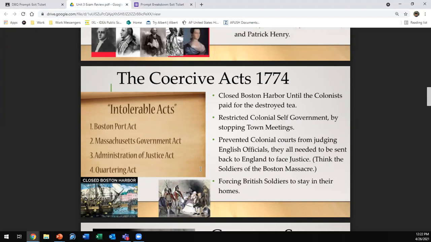These are really dangerous to the colonies. In fact, when these are passed, they only affect Massachusetts directly, but 12 of the 13 colonies will meet at the Continental Congress and discuss these acts. Why do these acts scare the other colonies so much? The Boston Port Act does not affect South Carolina. It does not affect Virginia. But why are they at this meeting with Massachusetts?